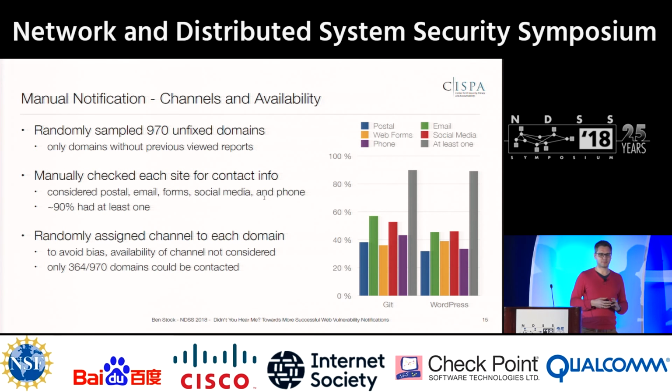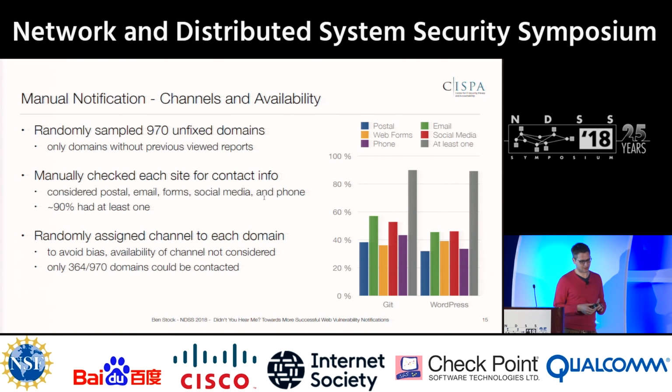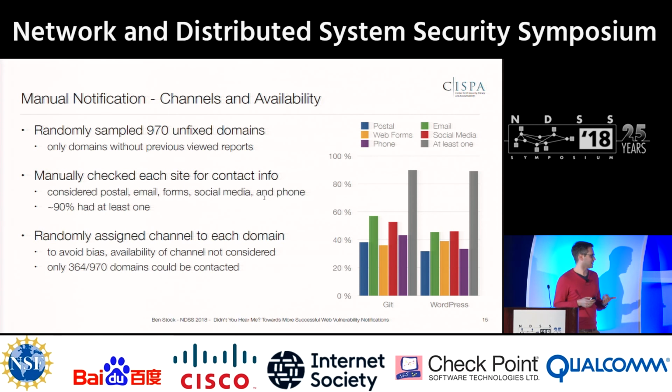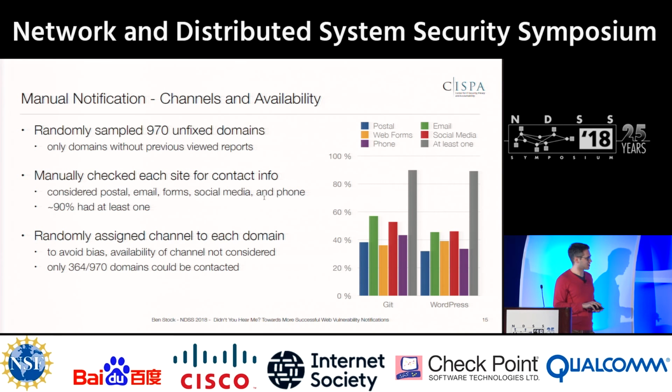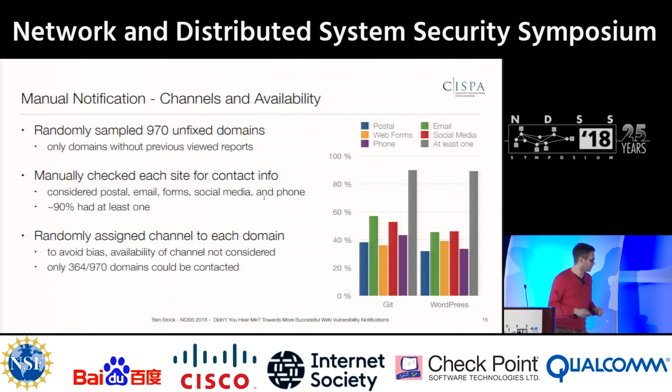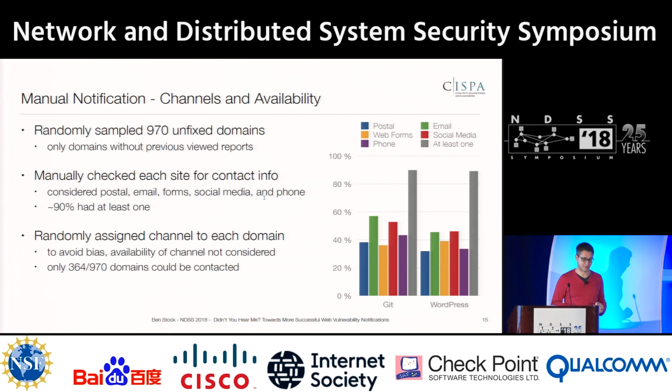But since we didn't want to bias ourselves in how we would notify domains, and maybe, as an example, if a website has a phone number, it might be a company. If it's a company, there's likely more security staff. So we didn't want to bias that by selecting channels based on their availability for a given domain, but rather for each domain we said, okay, we randomly select one channel. If it's not there, we don't notify. If it is there, then we notify over that channel. So in total, we contacted about 360 domains.